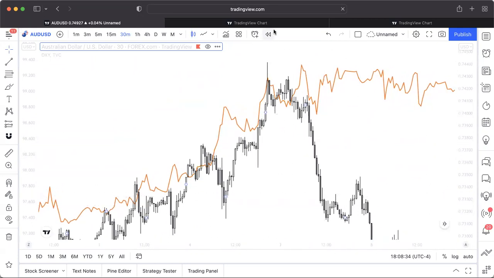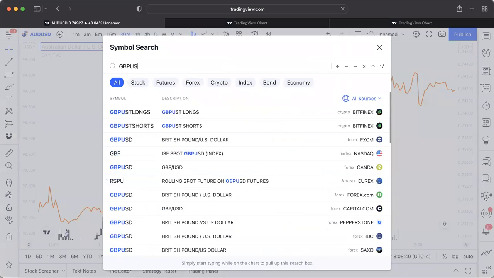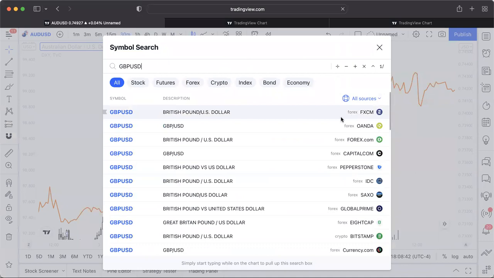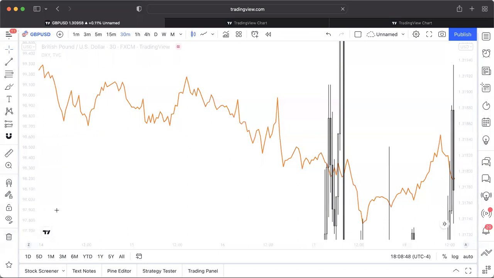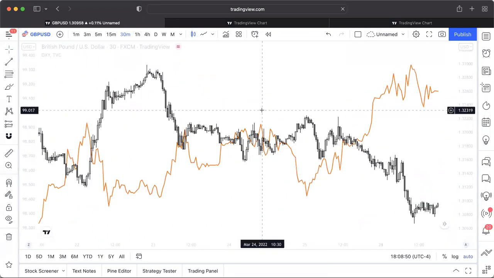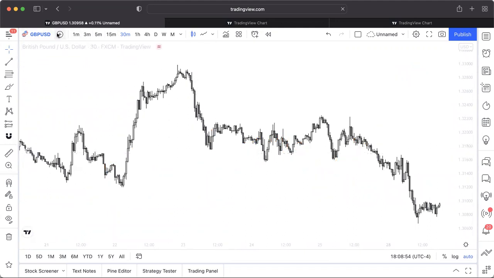But it also works on positively correlated pairs. Let's say you would use GBP USD with Euro USD, so you know they are positively correlated, moving in the same direction. Then you could be anticipating, you know what, let's pull up Euro USD.